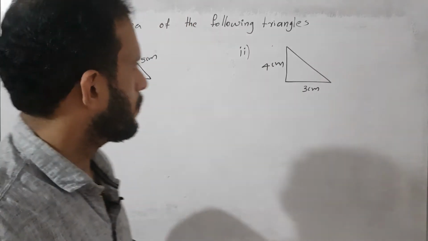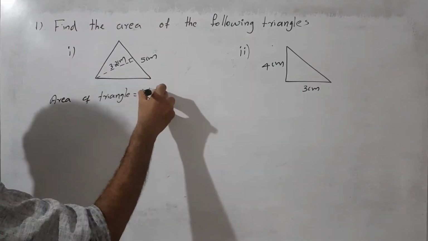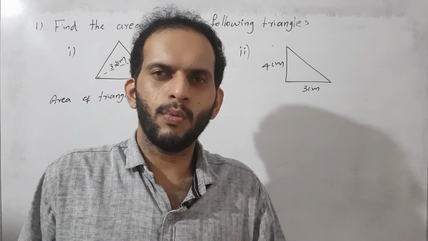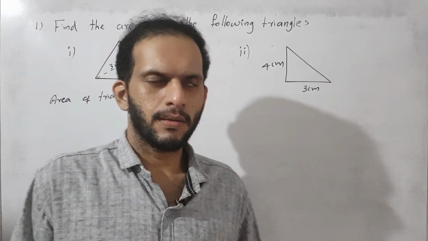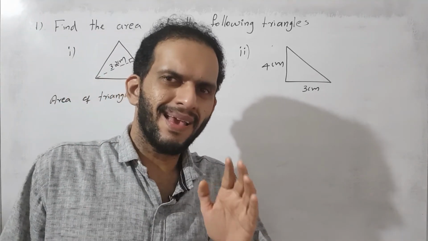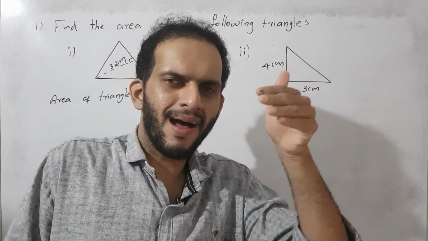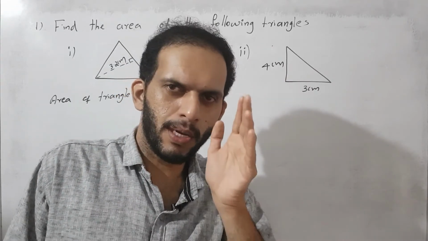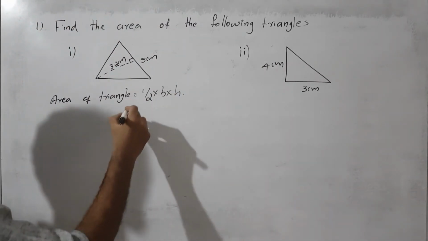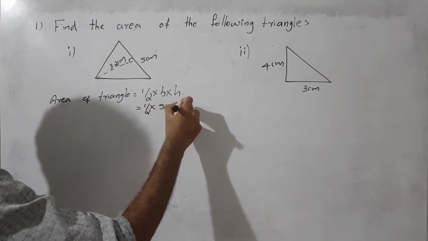Okay, so in the first case we start like this. Area of triangle is equal to half into b into h. Then we check: is any side measurement of the triangle given? Yes, it is given. What is that? 5. Then what is the value of h? Is any distance given from the opposite vertex to that side, a perpendicular line drawn? Then it is given. What is that? Yes, 3.2. Then we substitute the values: half into 5 into 3.2.